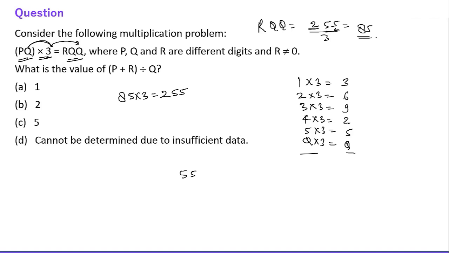This is the situation. So this is PQ. This is RQQ, right? The question is asking P plus R. So P is 8, and R is 2 divided by Q. Q is what? 5. So this is 10 by 5. This is 2. 2 is the answer, right? The correct answer is 2. All right, everyone. Simple. Now let's move to the other question.